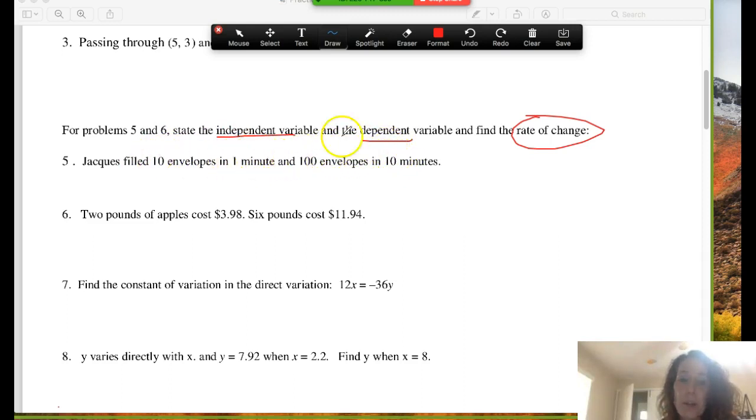So I can already tell you what the rate of change is. It's like the unit rate. It's going to be 10 envelopes per minute without even knowing this. But let's go ahead and identify things.